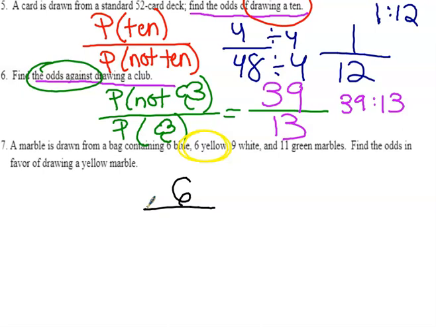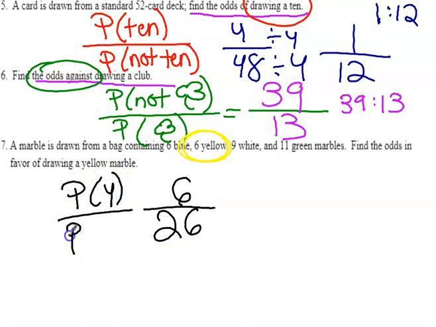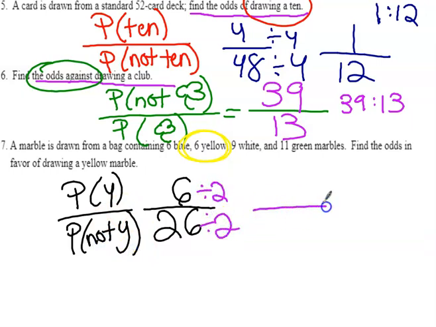And that is 26. So the probability of choosing yellow and the probability of not choosing yellow. I don't know why I keep saying landing. All right, choosing. So 3 over 13, or 3 colon 13 because it said odds in favor.